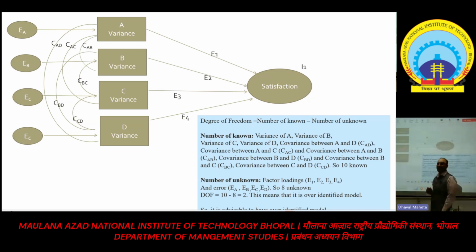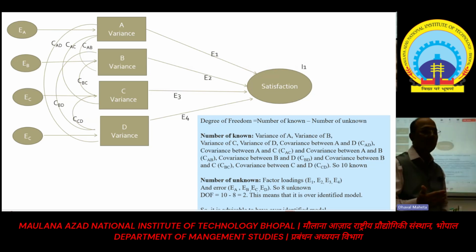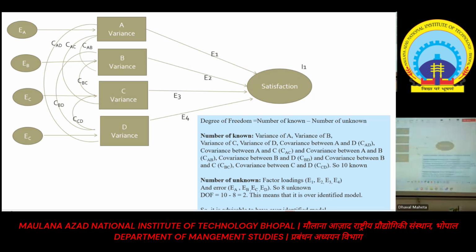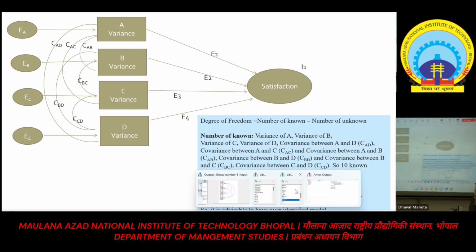So when you get an error that your model is under identified, you should understand that possibly in one of the constructs the number of items is less than 3. Clear? Okay. Let's go in AMOS.